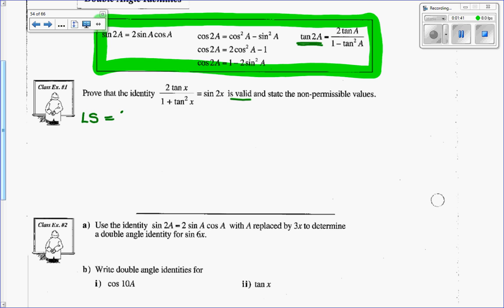So this is 2 times sine over cos. That's what tangent is. You can look on your formula sheet. It's one of your basic formulas. And that's all over 1 plus tan squared x. Well, 1 plus tan squared x, if you look on your formula sheet, is equivalent to secant squared x.